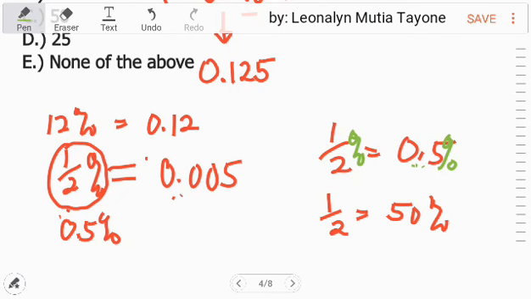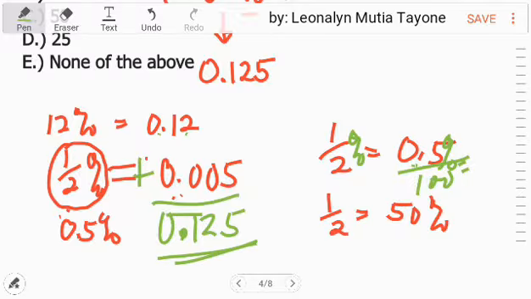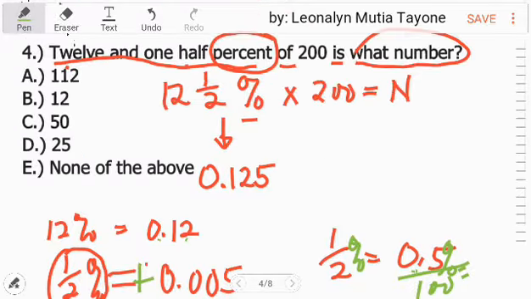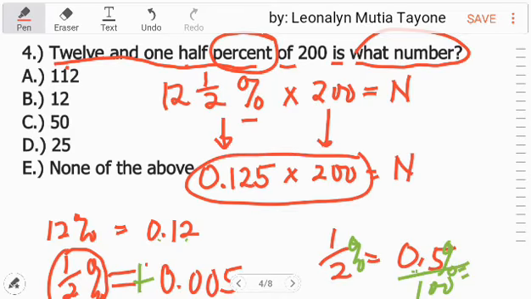Tapos itong 0.5%, i-convert mo kasi ang percent means per 100. Kaya 0.005. So, itong 0.005, i-add mo sa 0.12. Kung i-add mo yung dalawa, this is 0.125. So, ang sagot ay 0.125. So, kaya si 12.5% is equivalent to 0.125. So, itong si 200, kopyahin natin siya, equals n. I-multiply na natin yan siya.